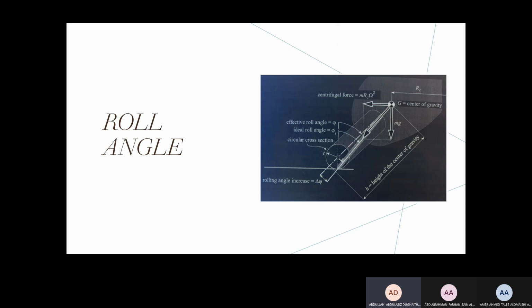Okay, and roll angle. The motorbike in steady rotation is subjected to a recovery moment produced by the centrifugal force that tends to return the motorcycle to a vertical position, and to a tilting moment generated by the force of weight that tends to increase the inclination of the motorcycle, or the angle of roll. As seen in the graph, the effective angle of roll is the sum of the ideal roll angle and the rolling angle increase.